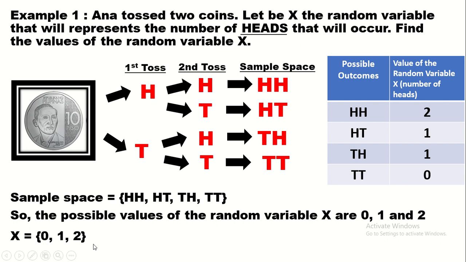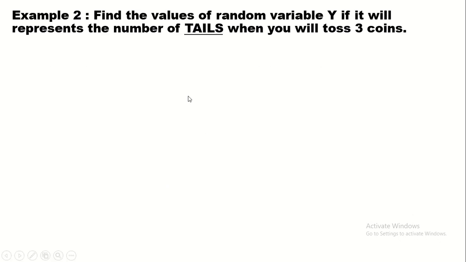Yan po ang example number 1. Punta naman tayo sa example number 2. Find the values of random variable y if it will represent the number of tails when you will toss 3 coins. Halimbawa, magtotoss ka raw ng 3 coins. Ngayon, kukunin natin yung random variable y.